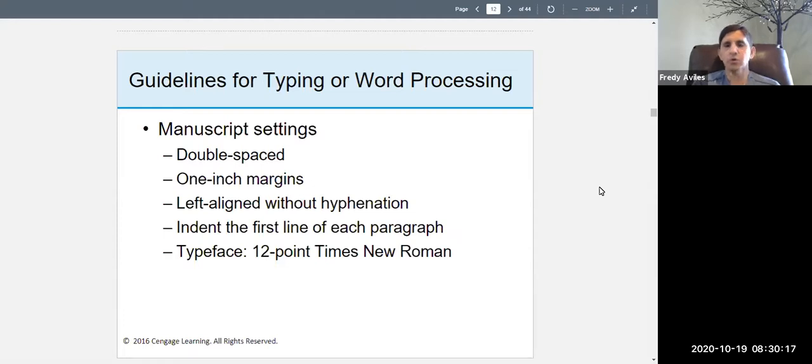I don't want to see 2-inch margins or half-inch margins. Use 1-inch margins. Those are usually the default settings, so you usually don't even have to mess with those.